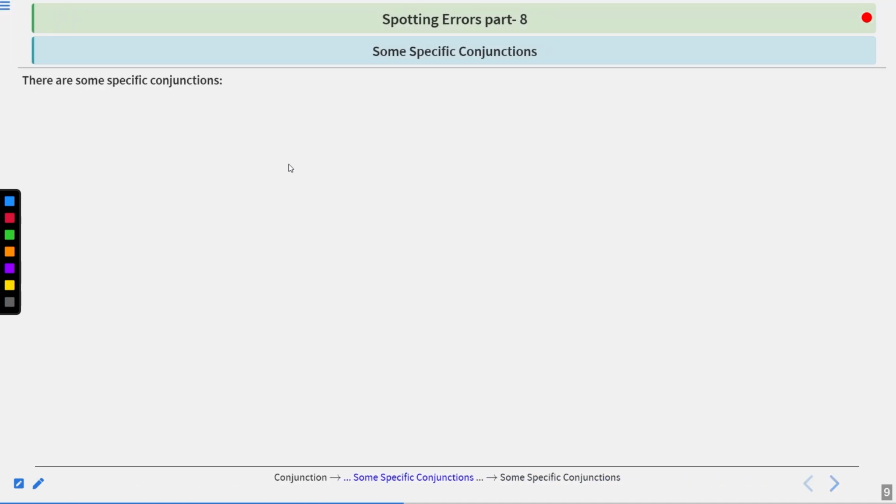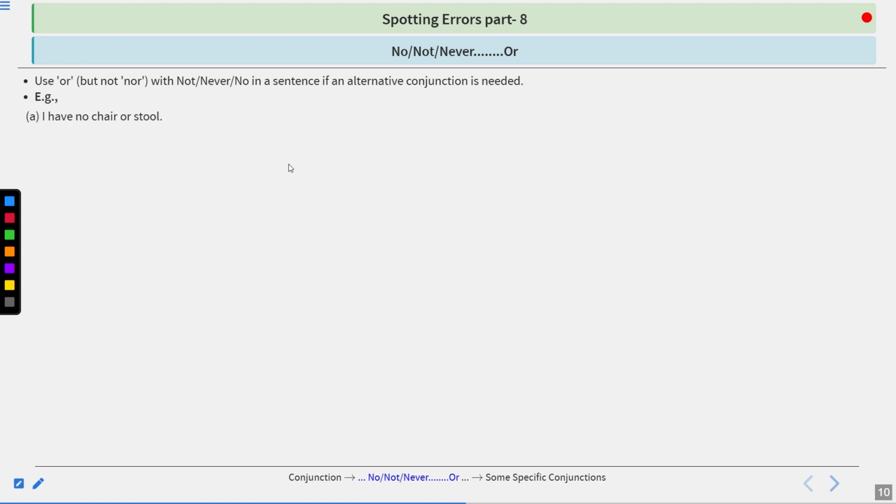Some specific conjunctions. There are some specific conjunctions like no, not, never with or, however and but, though, although, even though, until, unless, as, when, while, as if, as though, because, as, since. So let's talk about no, not, never with or. Use or, but not nor, with no, not, never in a sentence if an alternative conjunction is needed. So we are saying that with no, not, never, use or always, not nor.